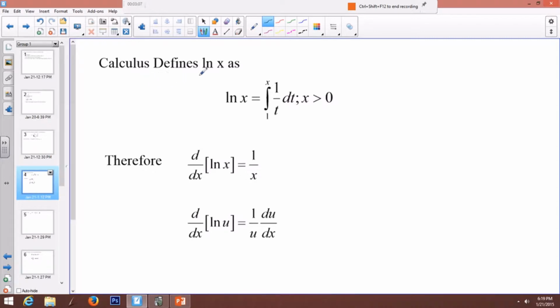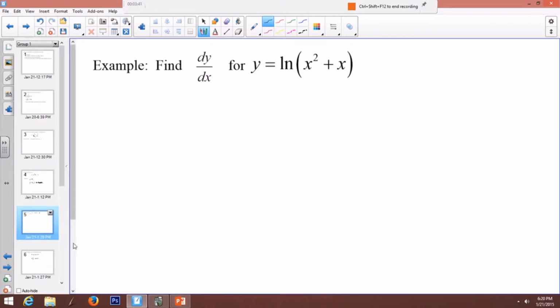So, calculus defines ln x as the integral from 1 to x of this expression 1 over t. And so therefore the derivative of ln x is going to equal 1 over x. And then this is an example of the chain rule, where if you are taking the derivative with respect to x of the ln of some function u, then the derivative of that will be 1 over u times the derivative of whatever that function u is.